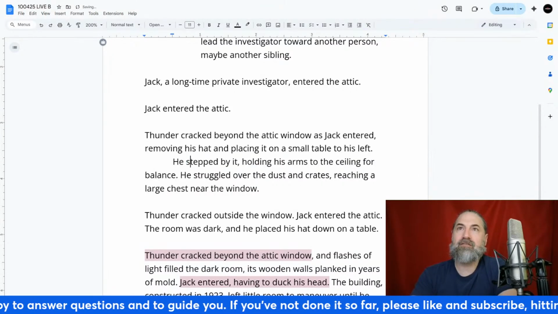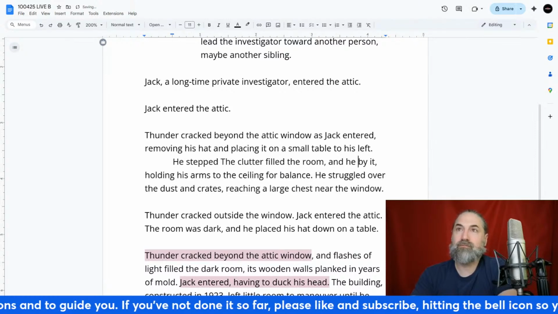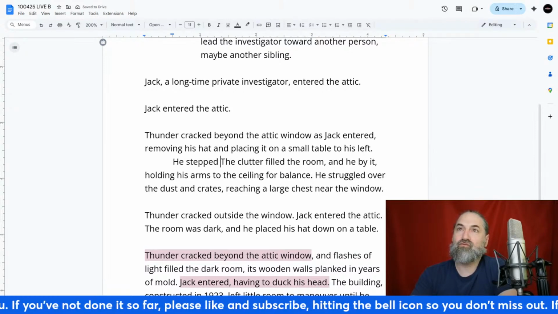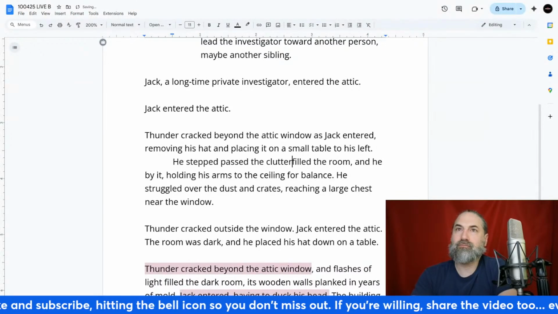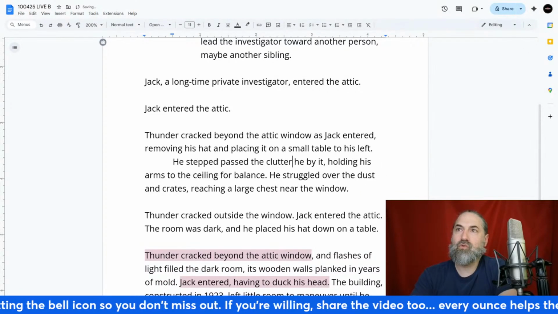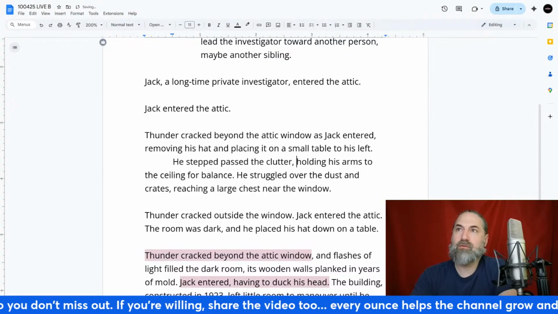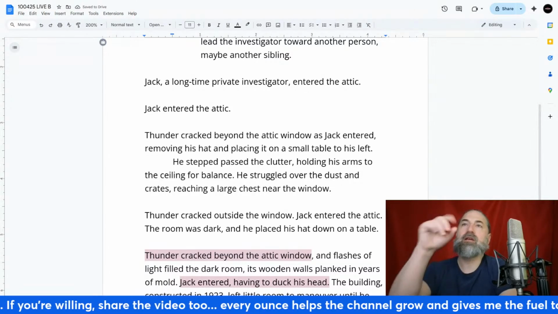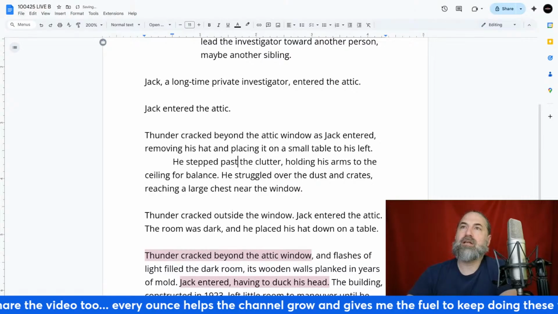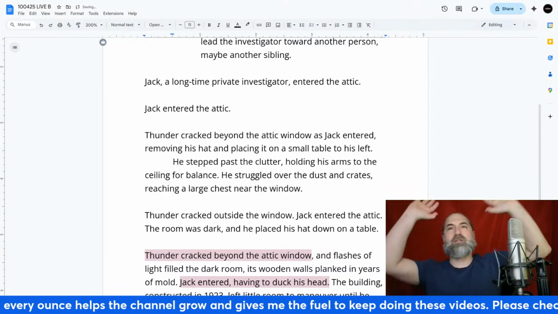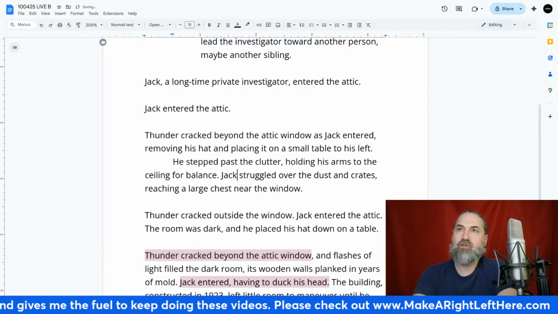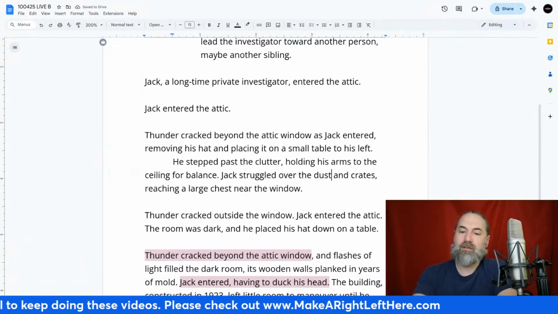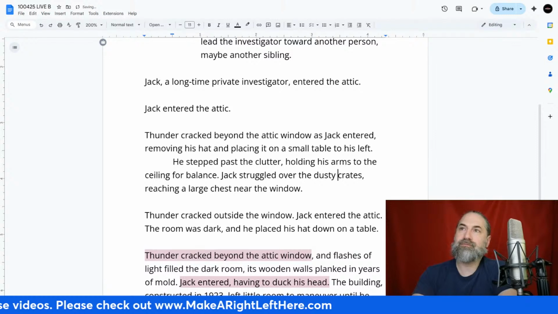Here, we'll make it even more. He stepped. I think it's past the clutter. There we go. He stepped past the clutter, holding his arms to the ceiling for balance. Right? Let's call him Jack. Struggled over the dusty crates, reaching a larger chest near the window.